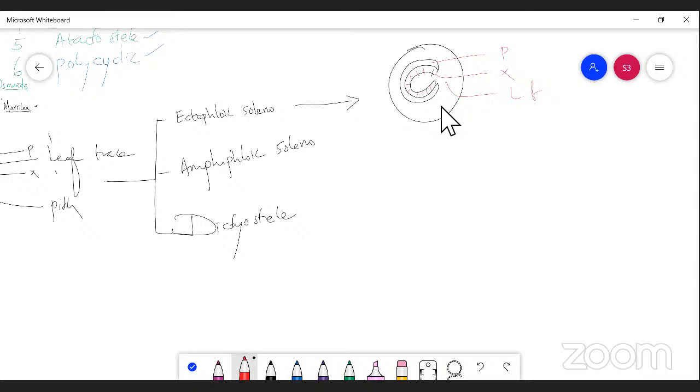The phloem lies on the outer side, xylem lies towards the inner. At the center, you find pith is present. In addition to that, leaf trace is also present. This is called ectophloic solenostele. The second category is amphiphloic solenostele. It is nothing but leaf trace is also present. Now this is a stele. At the center, you can see the pith region.